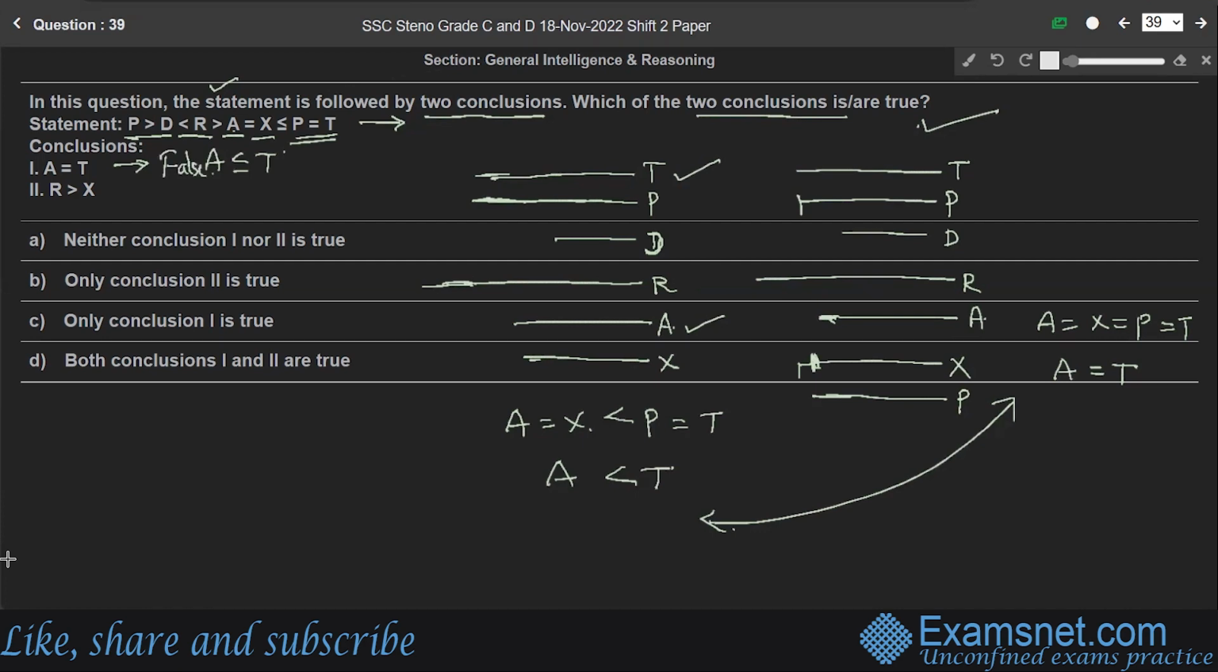It doesn't follow. And the second one, R greater than X. It is given that R is greater than A. So I'm taking this relation. R is greater than A, but A is equal to X. Therefore, R is greater than X. In the second case, also R is greater than A, A is equal to X. Therefore, R is greater than X. Therefore, the second conclusion is true. Therefore, only conclusion 2 is true. Option B is the right answer.